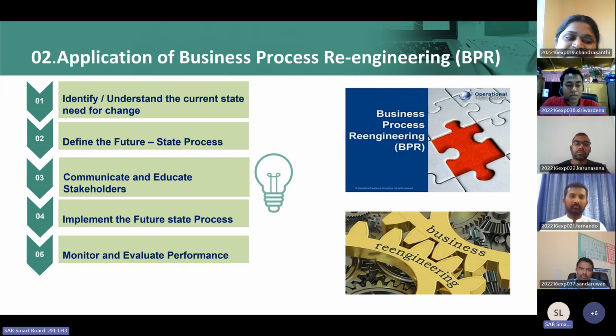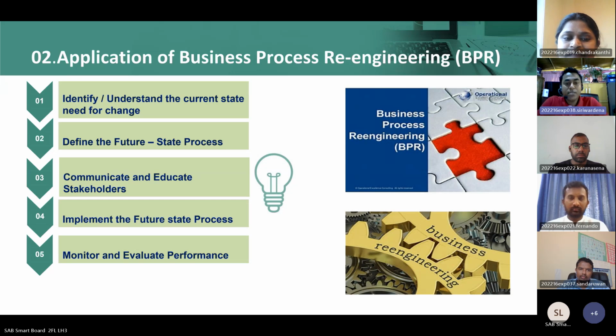The next step is to implement the future state process. Once all stakeholders are on board and educated about the new process, the implementation phase begins. This involves making the necessary changes to the existing process and systems, training employees, and ensuring a smooth transition to the new process. The fifth and last step is monitor and evaluate performance.